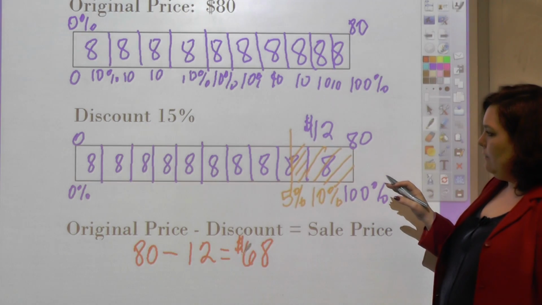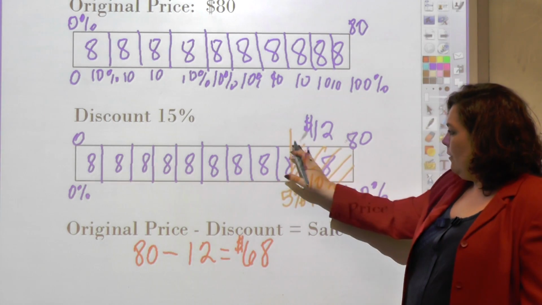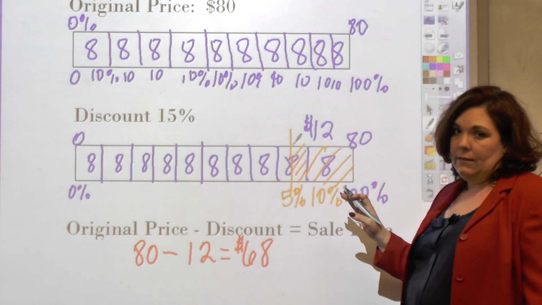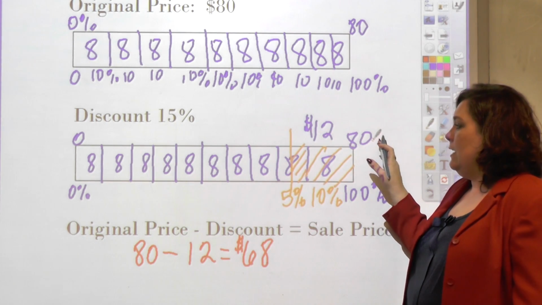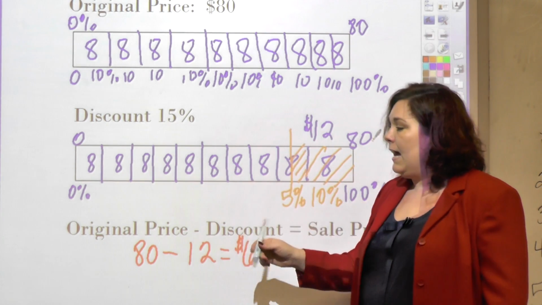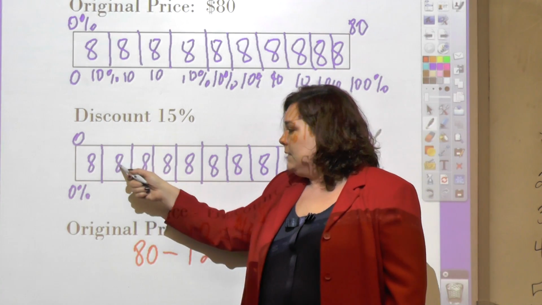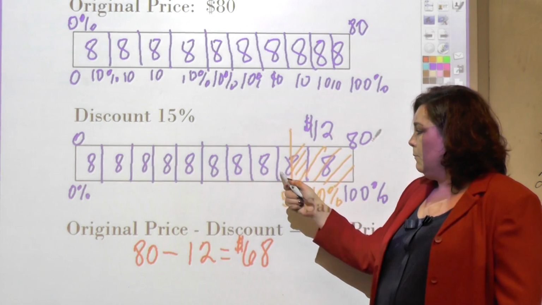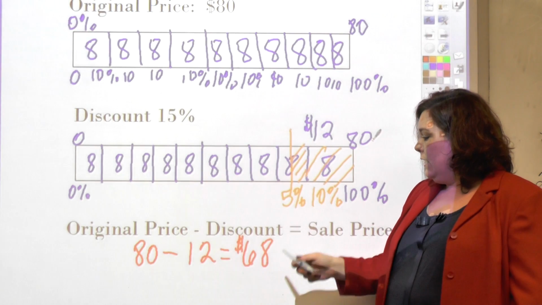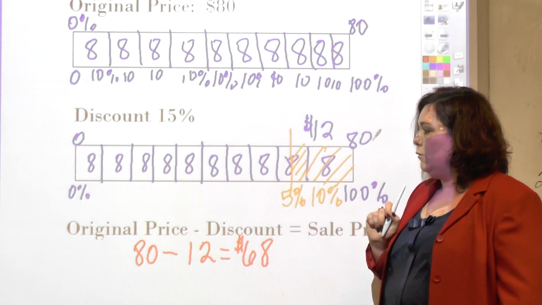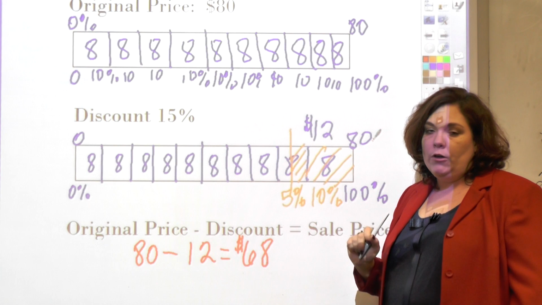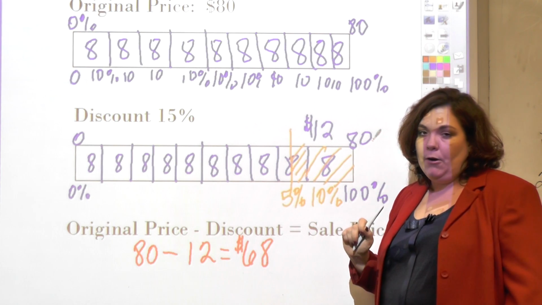So my discount, my amount of discount, the savings, is $12. The original was 80, and then you subtract that, and if you added this up, 8 plus 8 plus 8 all the way across plus 4, you would get $68. And so you could work it both ways and count it both ways. So there's no homework check today, but you will be using this information tomorrow in class.